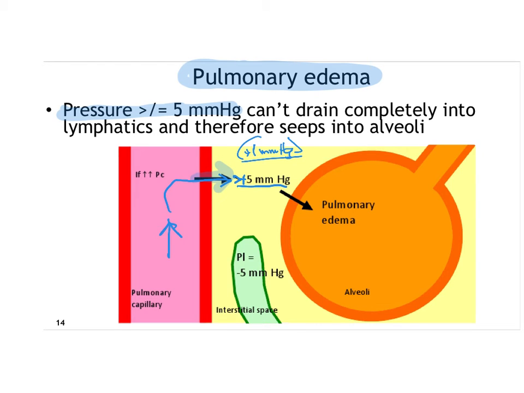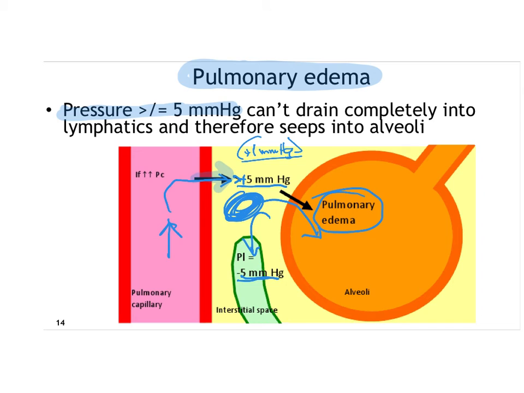Now, I could get it up to 4, and I'm still okay because my pressure in here is still a -5, and I could draw it out of there. But when I get to a point that I'm greater than +5, then that fluid is not going to go in here. It's going to stay in here because the pressure is greater. And so next thing you know, the fluid is going to go in here because it's greater than there. And so now I've got pulmonary edema. Make sense?